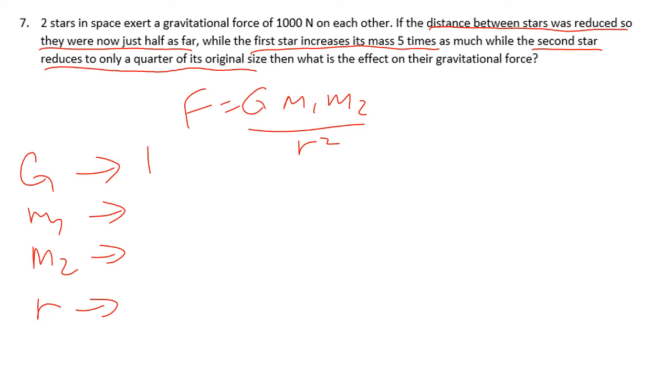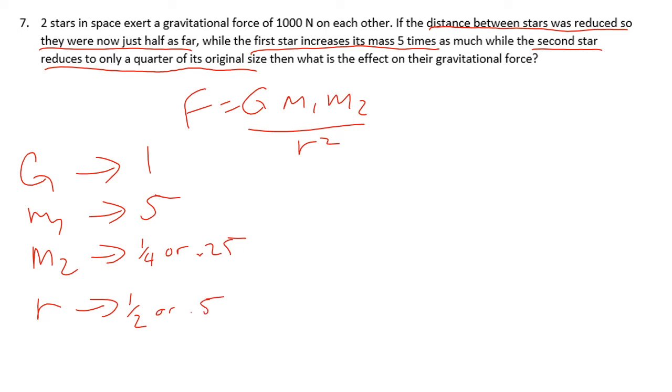M1, if we go down in order, the first star increases its mass 5 times. That's going to be a factor of 5. While the second star reduces to only a quarter of its original size. You could write, that's like 1/4 or preferably 0.25. I prefer decimals, but go by whatever works for you. Just make sure you plug it into the calculator right. And then R tells us the distance was reduced, so they're now just half as far. They're getting closer together. So that'd be like a half or 0.5, whatever you prefer.